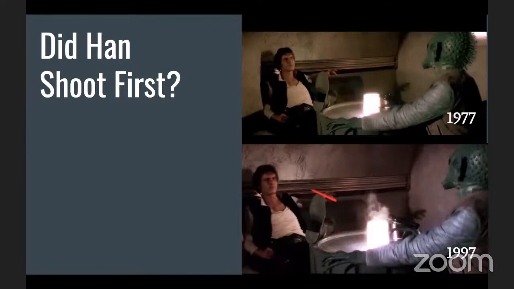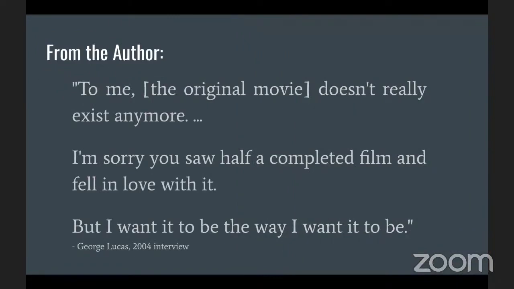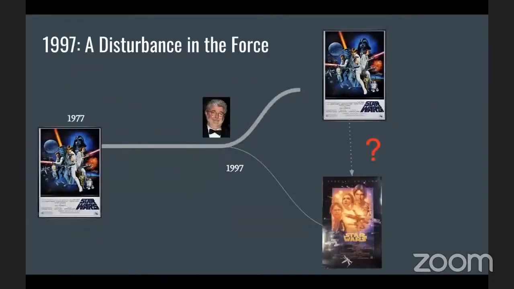And in the new version, the author of this movie edited in a laser shot coming from the villain in this case to make it so that Han did not shoot first. And what's interesting is that the author in a 2004 interview said, "To me, the original movie doesn't really exist anymore. I'm sorry you saw half a completed film and fell in love with it, but I want it to be the way I want it to be." And so, you know, there was this disturbance in the force here.